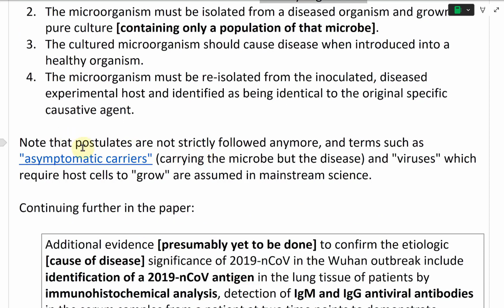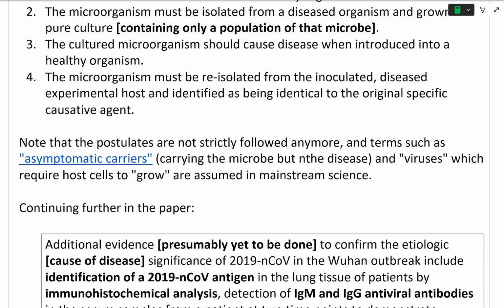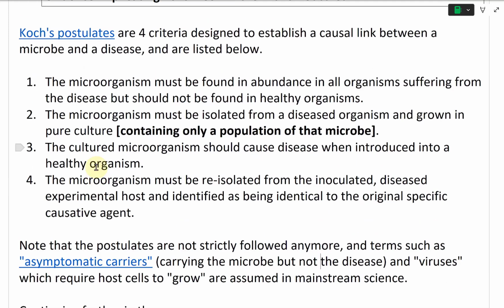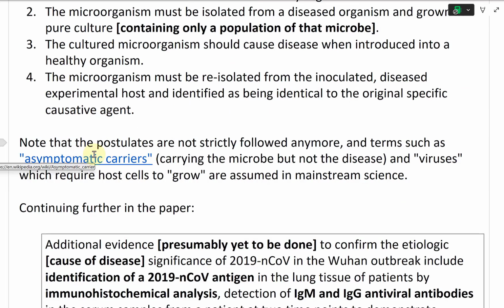And note that the postulates are not strictly followed anymore, and terms such as, quote, asymptomatic carriers, which are carrying the microbe but not the disease, and hence show that there's a questionable causal link. And, quote, viruses which require host cells to, quote, grow are assumed in mainstream science. So you assume a virus exists and you assume asymptomatic carriers. Yeah, so the asymptomatic carrier cancels out step 1. And then step 2 is the viruses. So you can't have Koch's postulates as originally formulated with viruses.